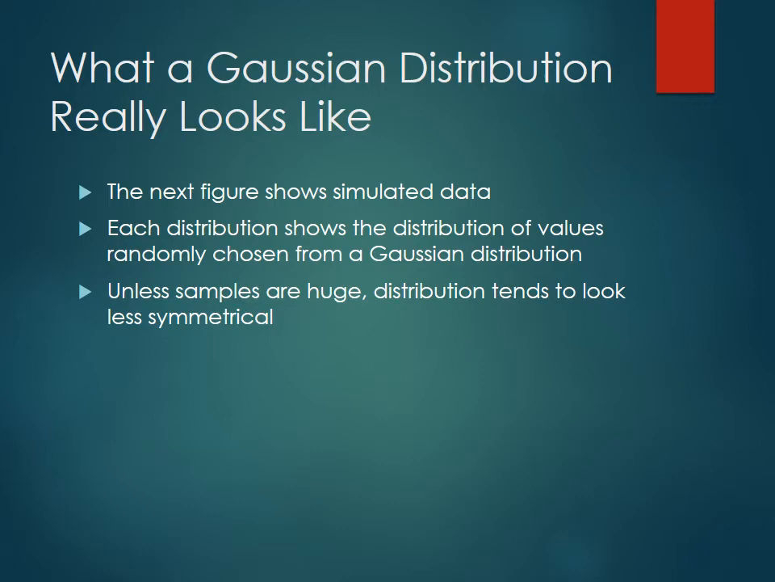So what do Gaussian distributions really look like if you're actually taking a randomized sample from a normally distributed population? The next figure is going to show some of that simulated data, and you'll see that each distribution shows a group of values that were randomly chosen from a Gaussian distribution. And you'll notice that you really don't see that bell curve unless the sample sizes are very, very large. Otherwise, the distribution tends to look less symmetrical.